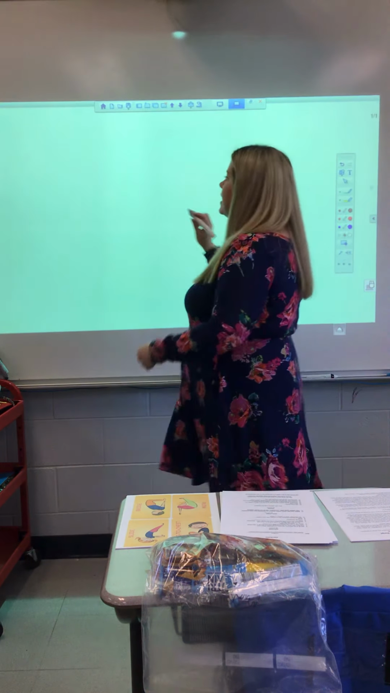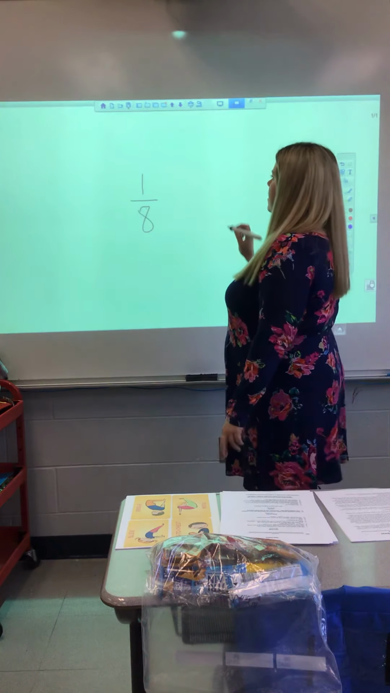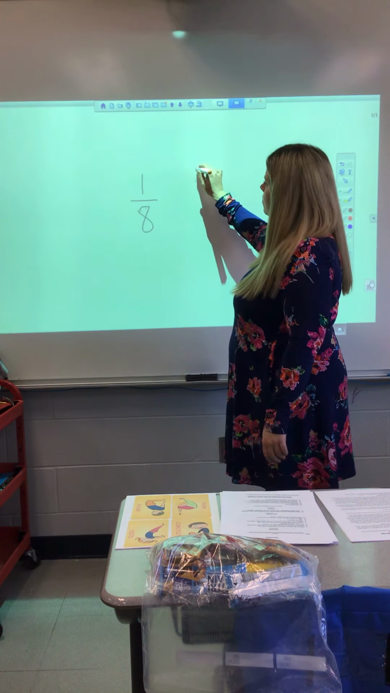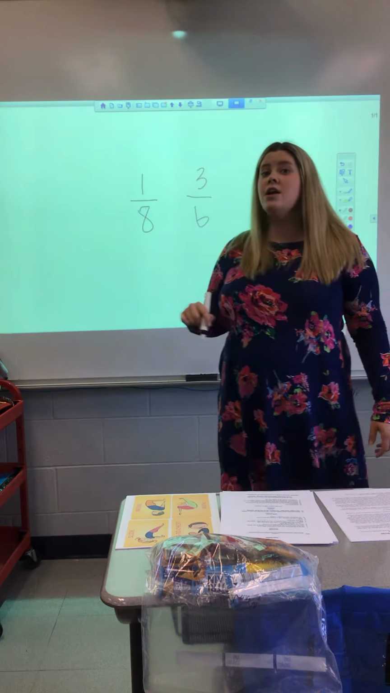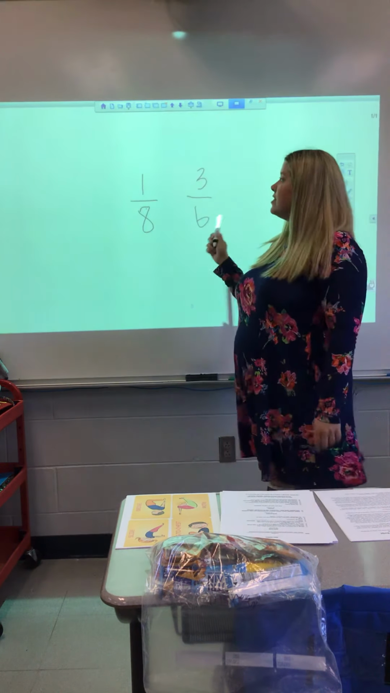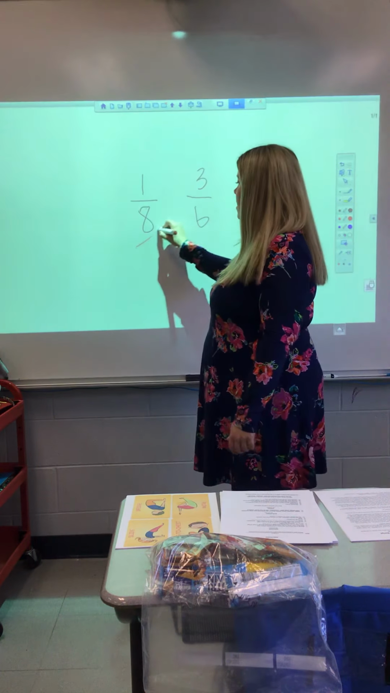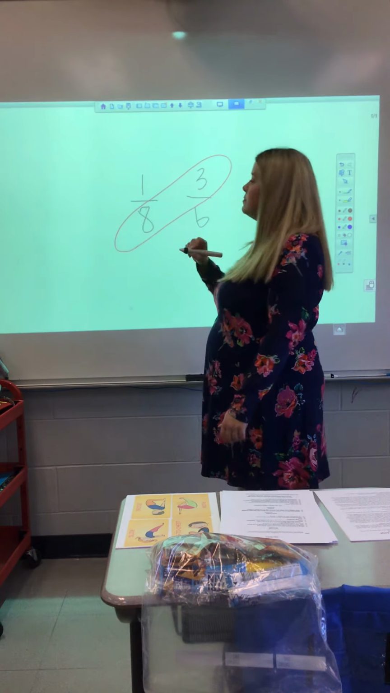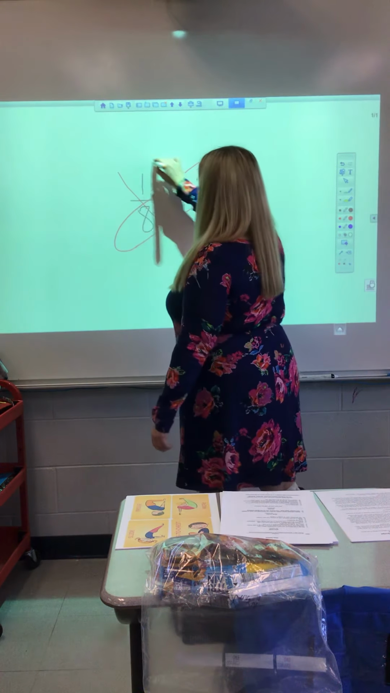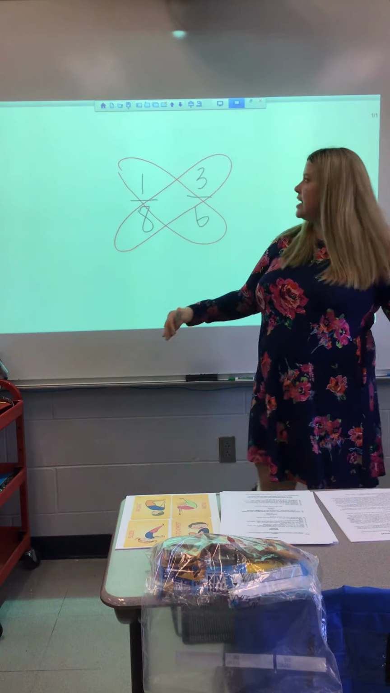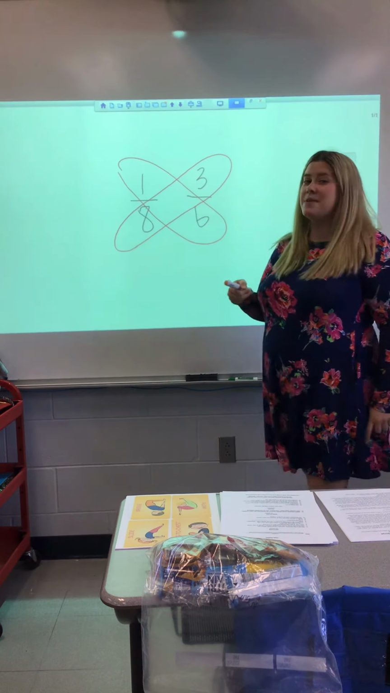Okay, let's say that I have the fraction 1/8 and 3/6. Okay, so I want to know what's greater, 1/8 or 3/6. Okay, so first I need to draw my butterfly. Okay, I connect my opposite. I'm making a diagonal. And then I connect this side. Okay, now can you see how it kind of looks like a butterfly? Like the wings? Okay, now we multiply.